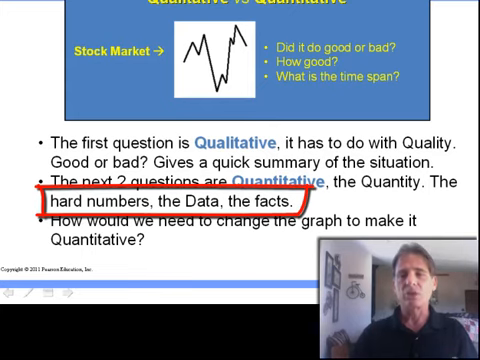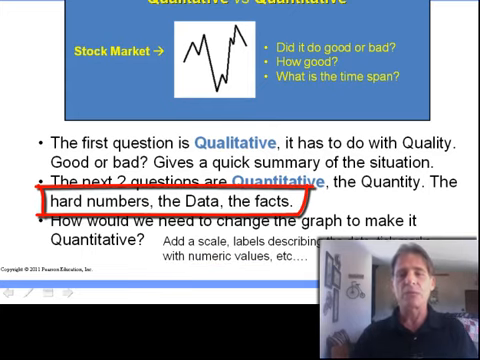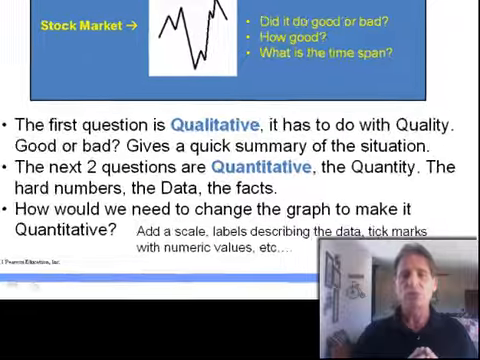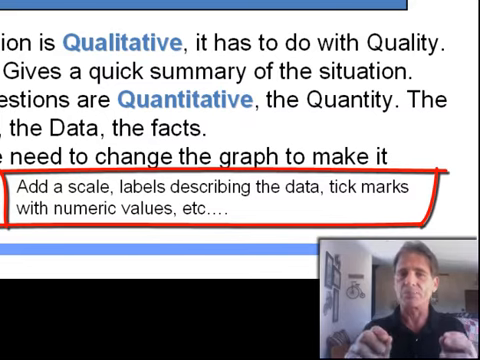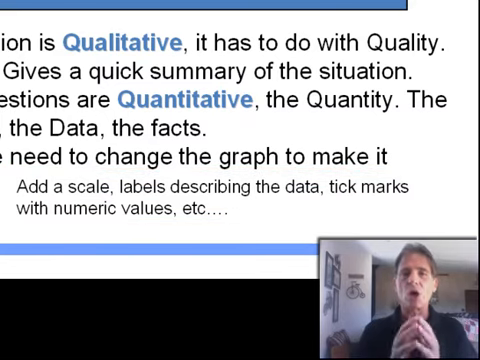Now, what kinds of things are we going to be looking at in the future that will make it quantitative? We will have to add scales eventually, labels, tick marks, numeric values, etc. But right now we'll be working on qualitative graphs. Let's begin with an example.